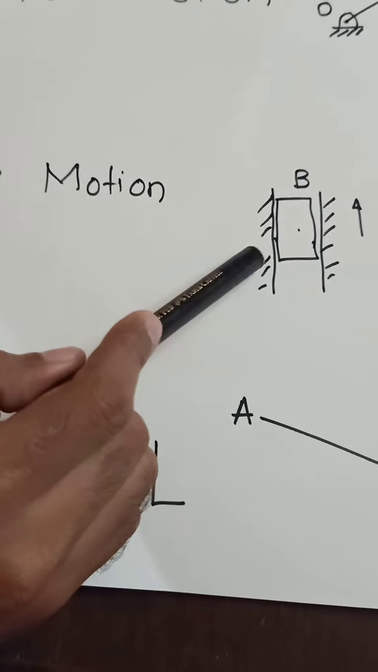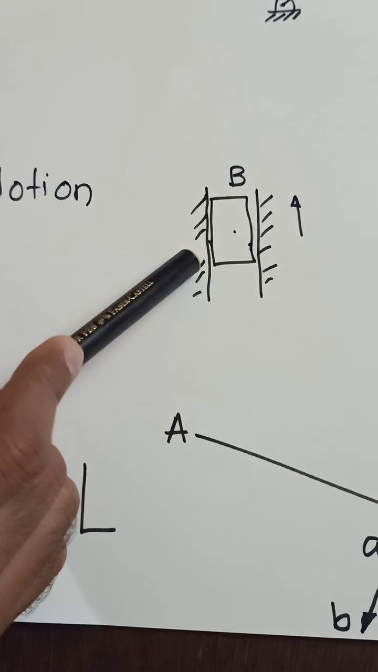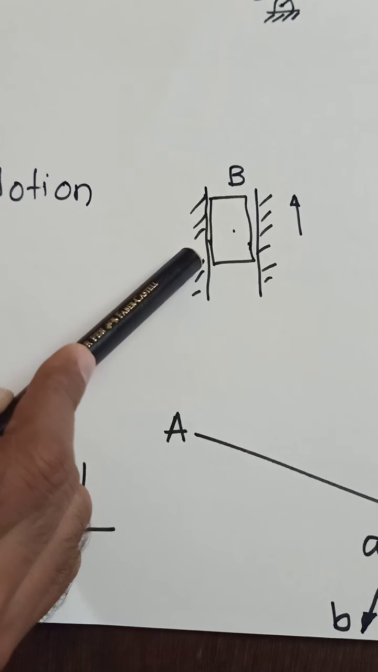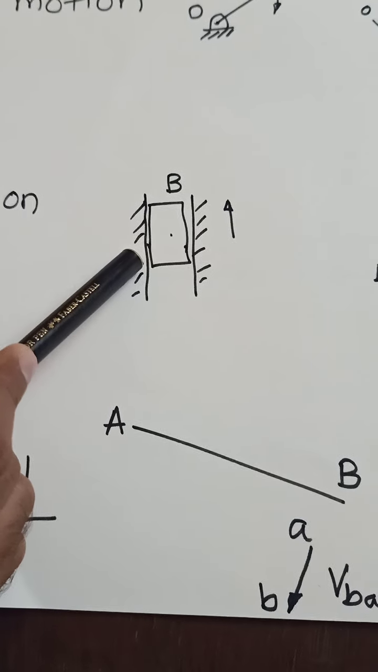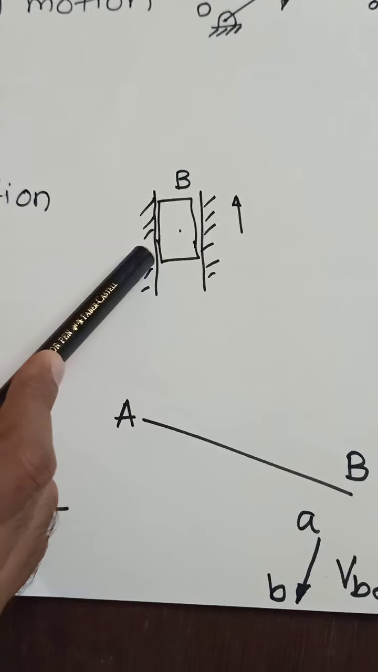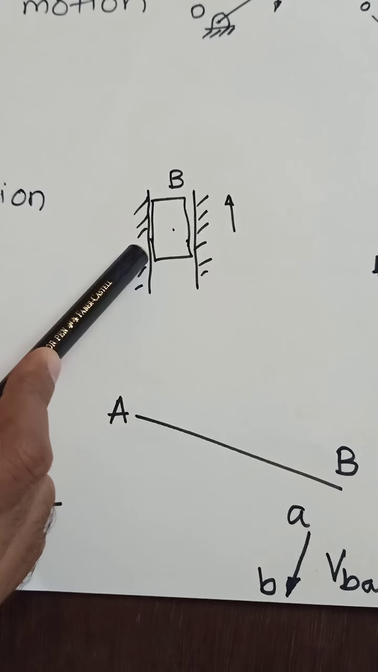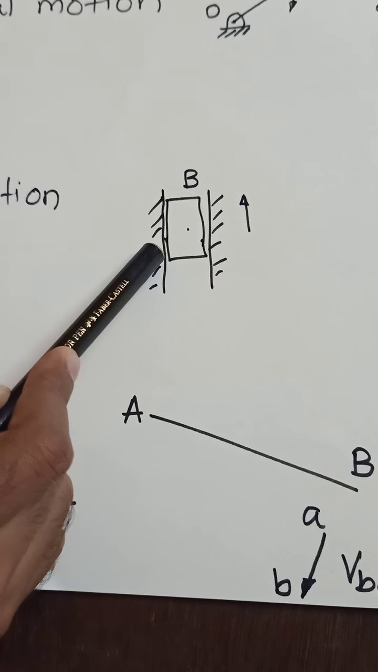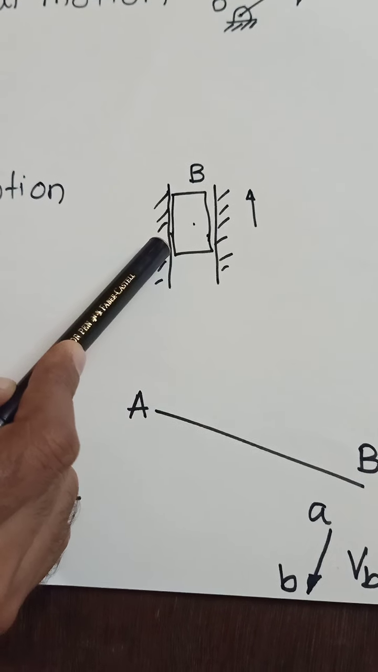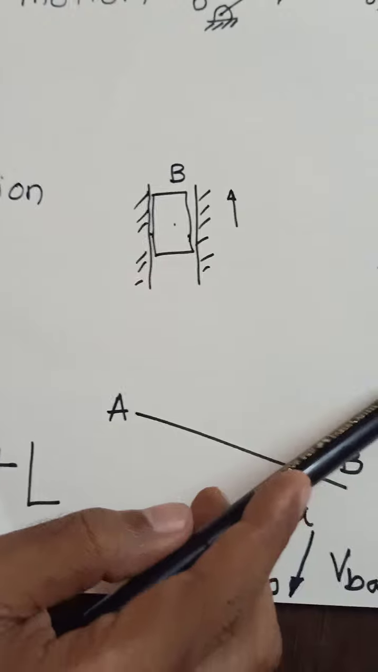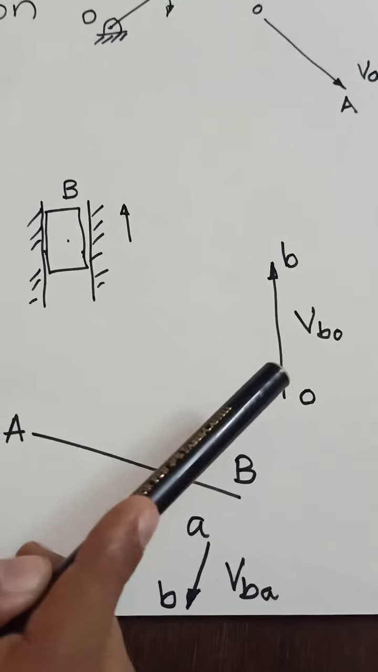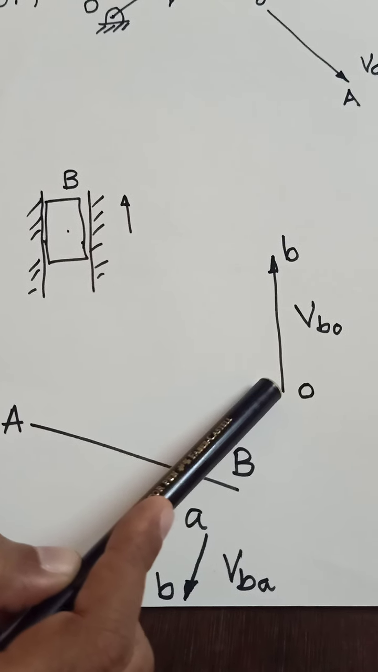If the slider is moving horizontally, in that case the velocity vector will be horizontal. If the slider is moving on an inclined path, then the velocity vector will be parallel to that path. The important thing that you have to keep in mind is the starting point of this vector. This is also absolute velocity, so it will start from point O only.